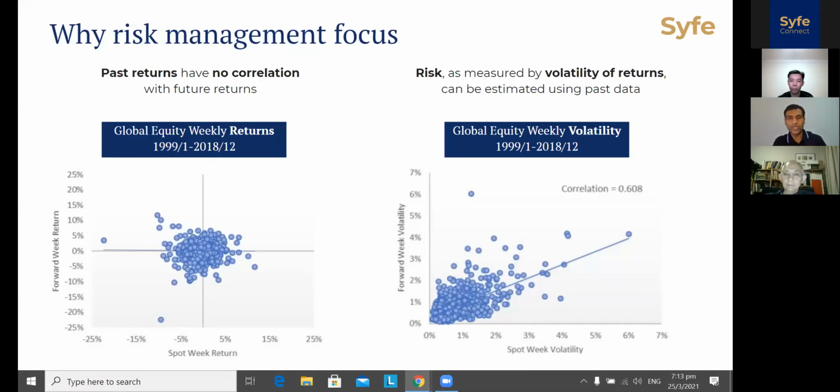Now, if you do that same analysis on risk rather than return, on the right-hand side, what you'll realize is that for the spot week risk versus the forward week risk, there is a good amount of correlation between the past week's risk and the risk that is possible in the coming week. So typically what happens is, if the market's been volatile in a given week, there is a high chance that the market might remain volatile in the coming week as well. And that's what brings a little bit more predictability and a systematic way for us to measure risk and use it to construct client portfolios.